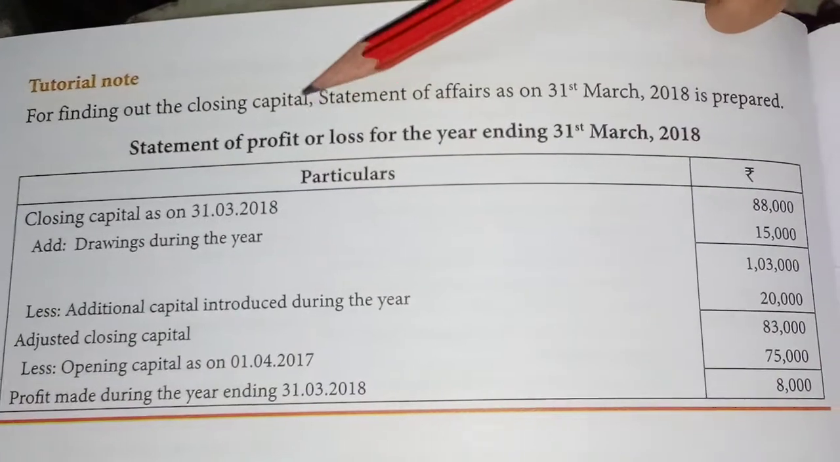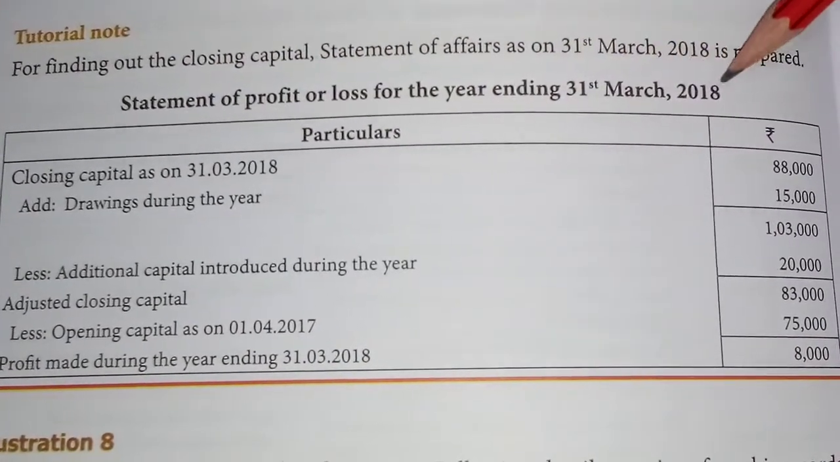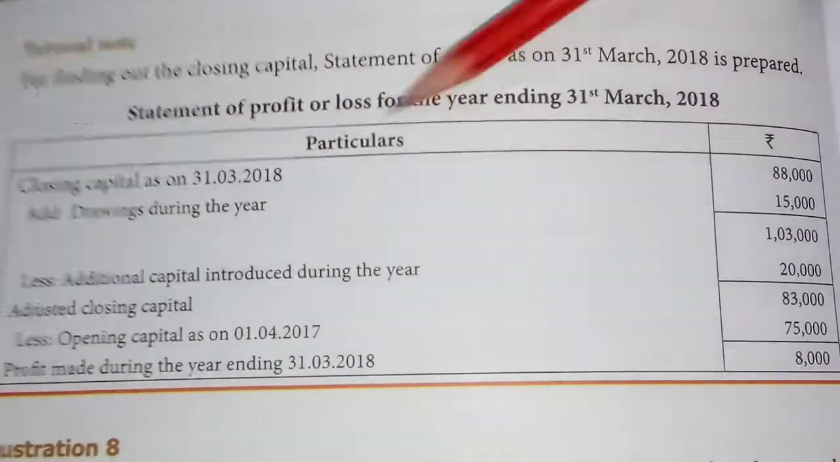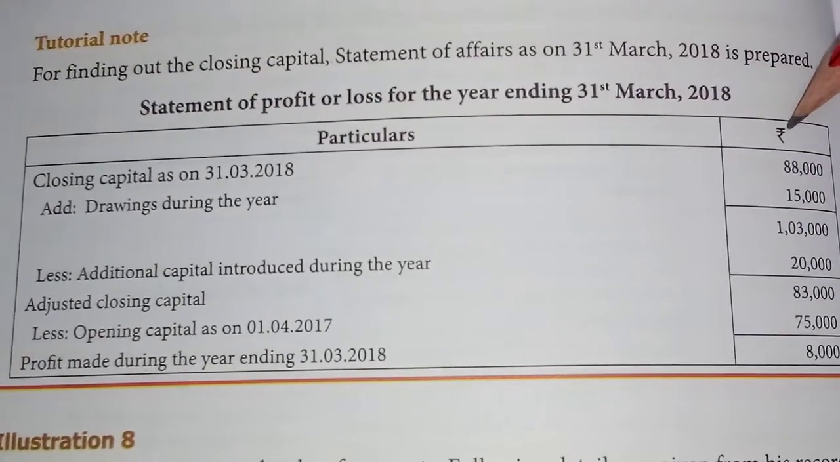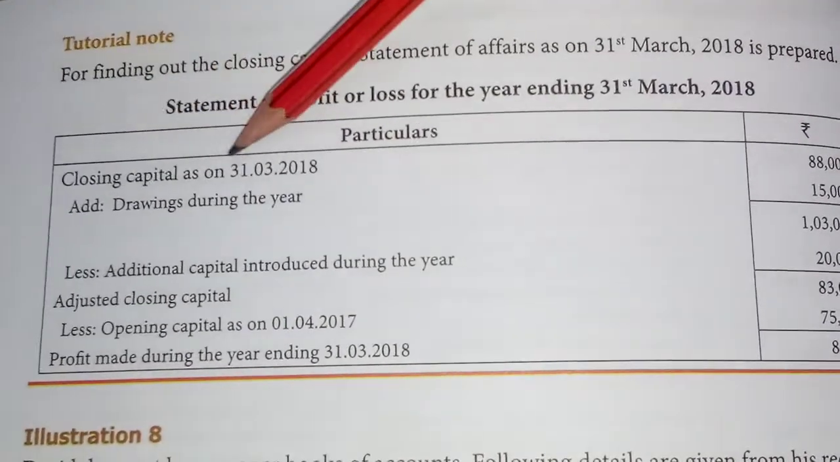Now the second statement is the statement of profit or loss for the year ending 31st March 2018. You should write the heading, then 2 columns: Particulars, and the last amount column. Write the rupees symbol. Then first one, closing capital. No need to write the date.